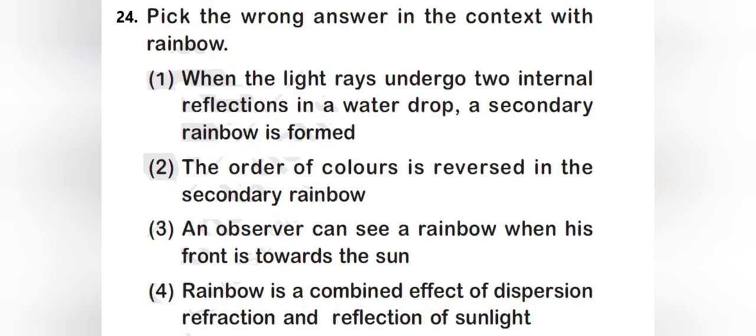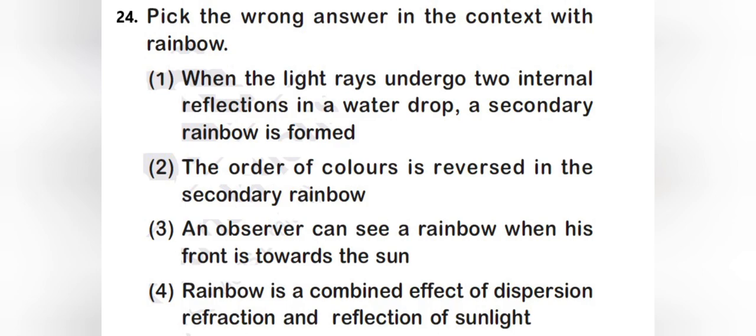Question number 24. Pick the wrong answer in the context of the rainbow. Option 1. When the light rays undergo two internal reflections in a water drop, a secondary rainbow is formed. Option 2. The order of colors is reversed in the secondary rainbow. Option 3.